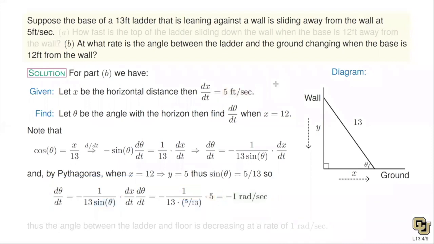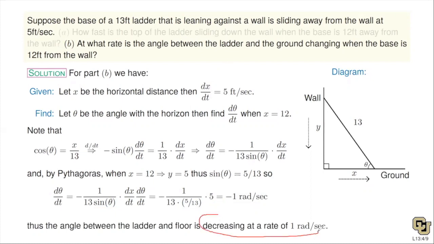So here, we get a negative answer, and my answer in words is thus the angle between the ladder and the floor is decreasing at a rate of 1 radians per second. I don't say decreasing at a rate of -1 radians per second. I either want to say the angle is changing at a rate of -1 radians per second, or it's decreasing at a rate of 1 radians per second.